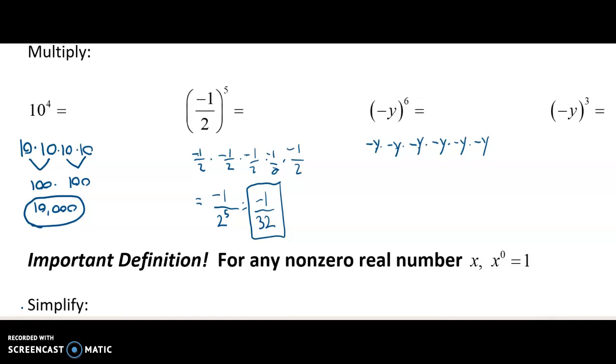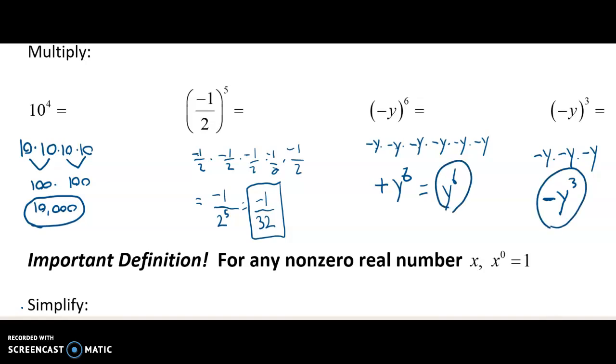I have an even number of negative factors, so I know that my answer is going to be positive. And then we'll just have y to the 6. So we can just write y to the 6. Whereas my last example, we have negative y to the 3rd. We'll have negative y times negative y times negative y. I have an odd number of negatives being multiplied by each other, so my answer will be negative. I'm multiplying y by itself 3 times. That's y to the 3rd.